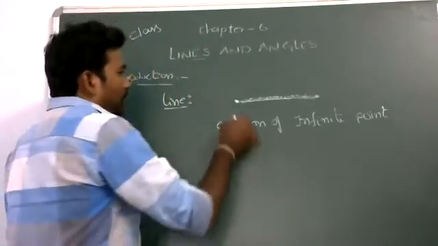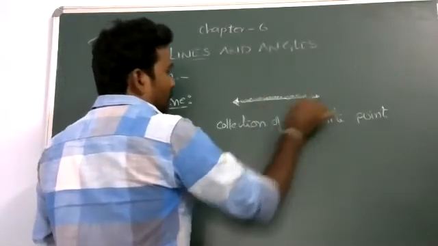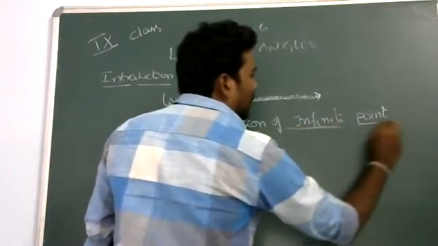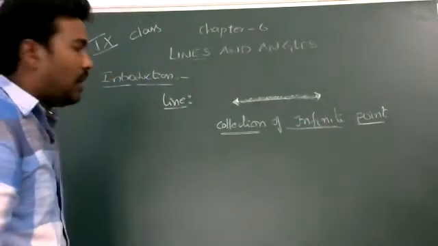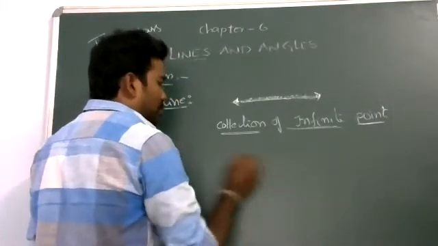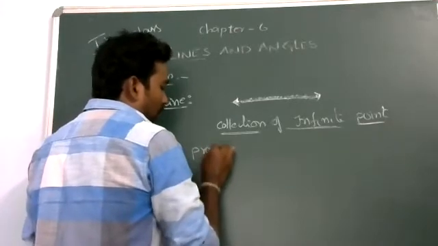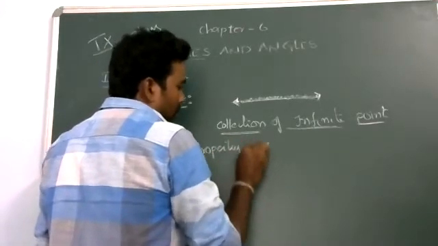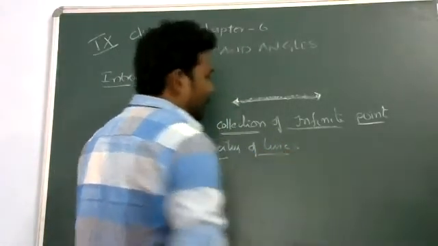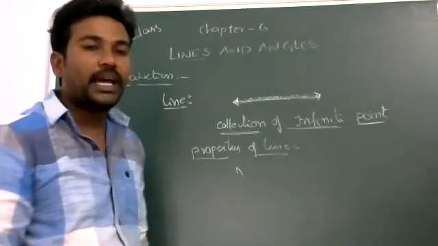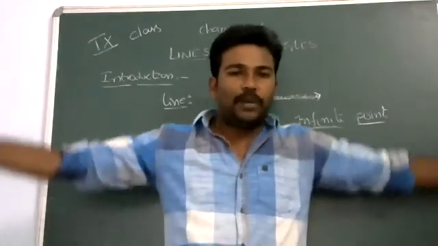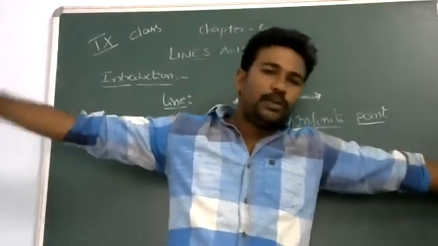Now comes the line. A line means a collection of infinite points. Now comes how we can represent a line, and the properties of a line. What is the first property? A line has no end point. It can extend on both ends up to infinity. You can extend it infinitely, no problem.